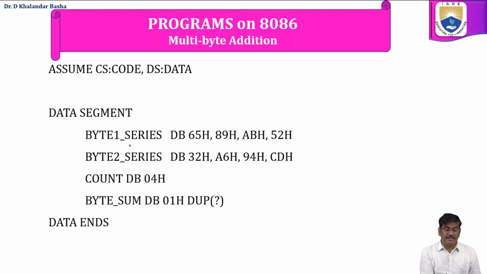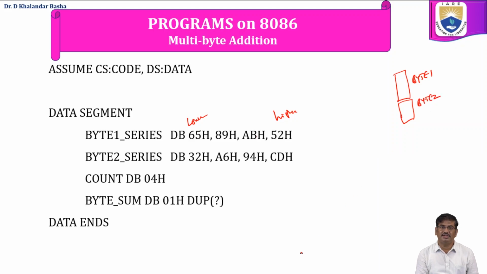So here in the data segment we will take a byte 1 series, then a byte 2 series. This is the lower data we will consider, this is the higher data we will consider. The objective is, first we will add 65 with 32H, 89 with A6H, AB with 94H, 52 with CDH. As the data is present in memory location, this is byte 1 of the series, and this we will take as byte 2 series.